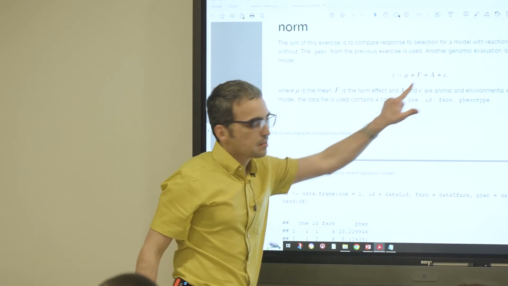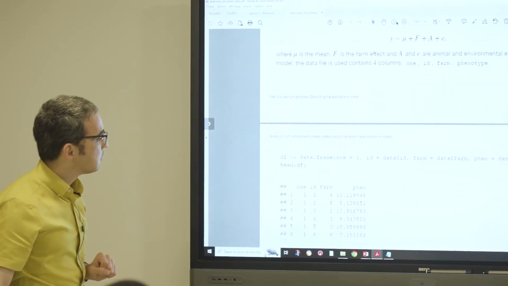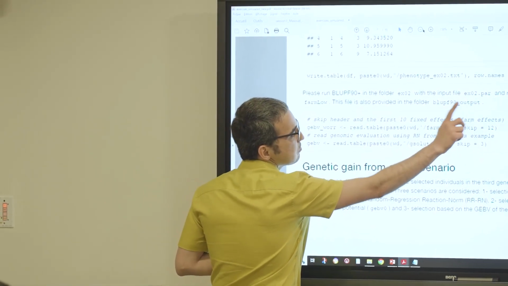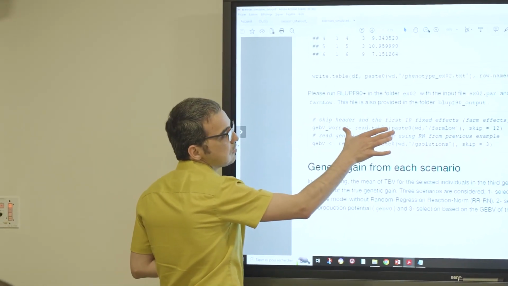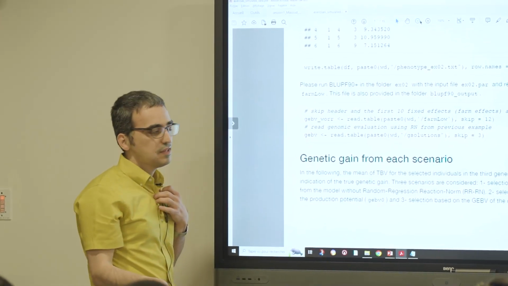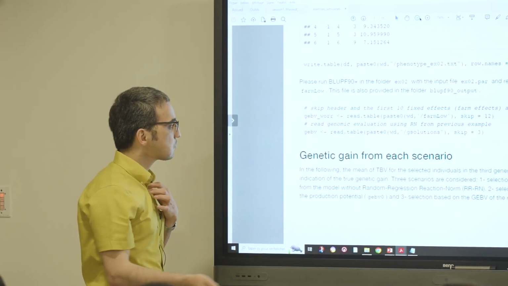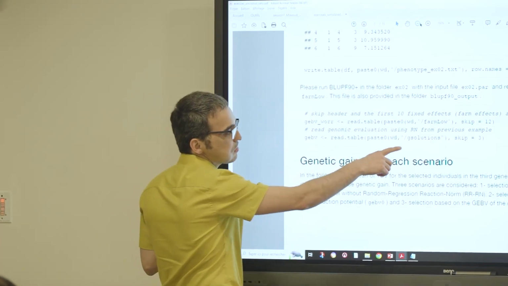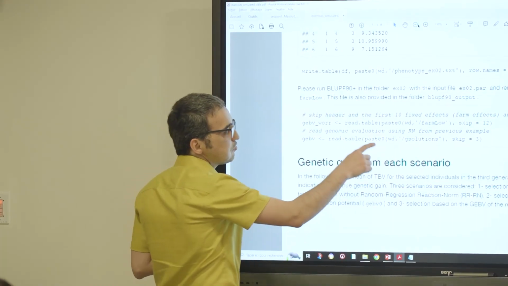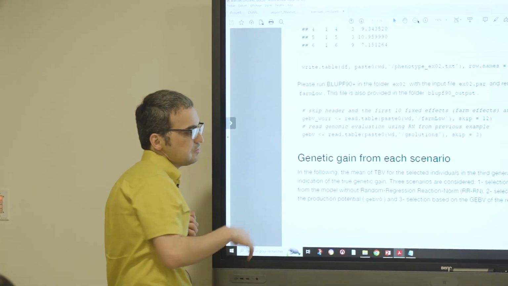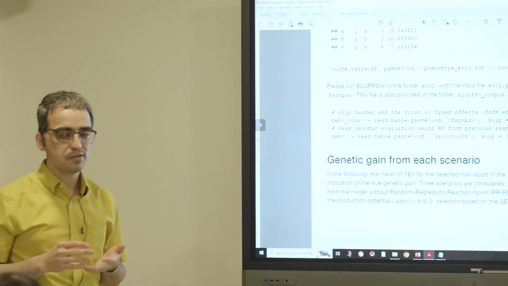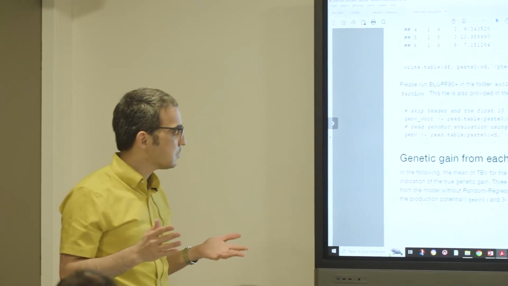I have 10 farms and 3,300 individuals. I'm not interested for the moment in the farm effects, so I'm going to skip the farm effects and only keep the 3,300 EBVs for the individuals. This comes from the previous exercise where we did a genomic evaluation, and I'm going to only keep the breeding values. Now, if you remember, our pedigree structure consists of 3 generations.